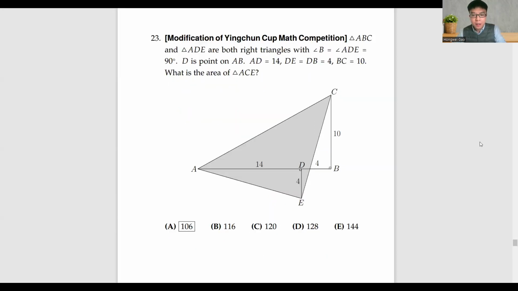Question 23. Here, let's do another method using cut and paste.